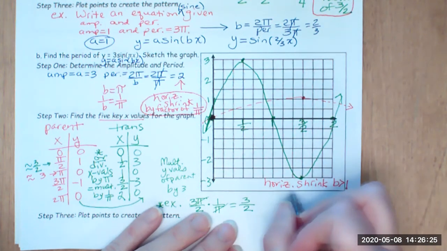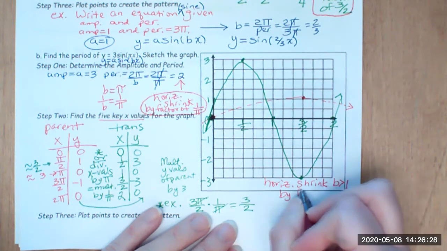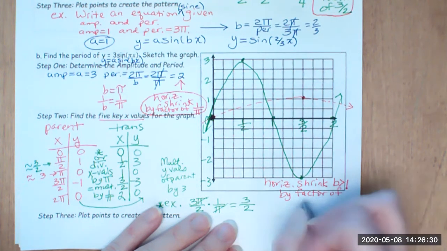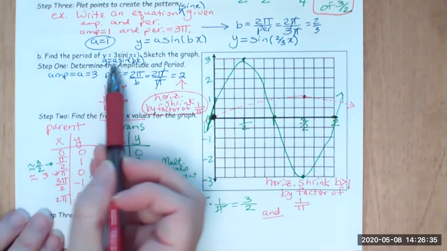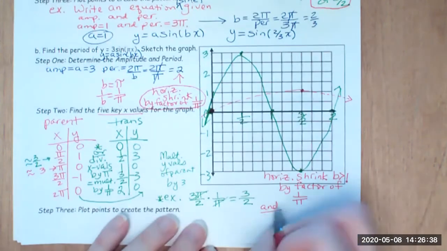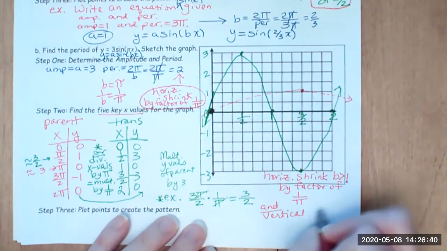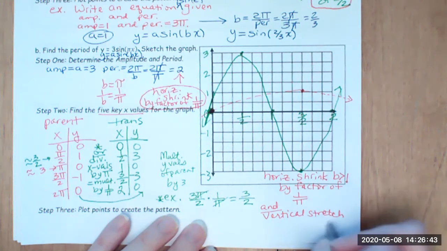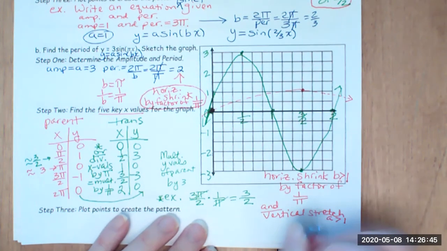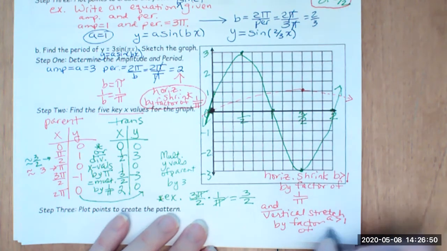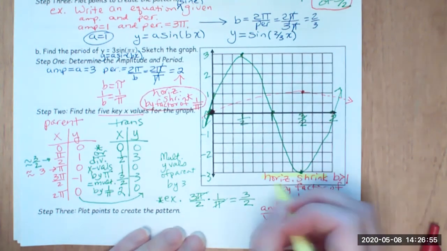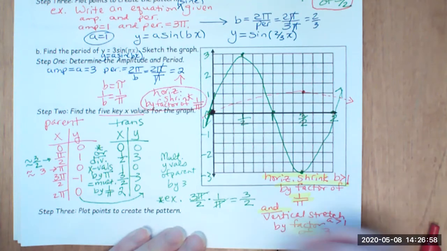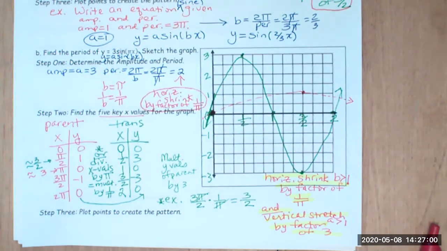And we said by a factor of 1 over pi. And remember, because of that amplitude being 3, we also have a vertical stretch, right? Because a is greater than 1. And that vertical stretch is by a factor of 3. Okay? So we have a horizontal shrink by a factor of 1 over pi and a vertical stretch by a factor of 3.